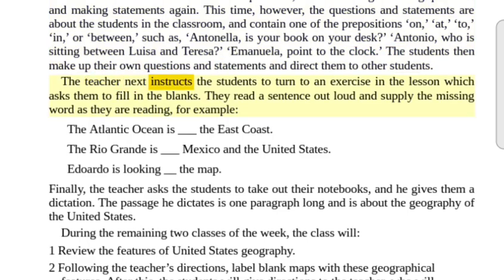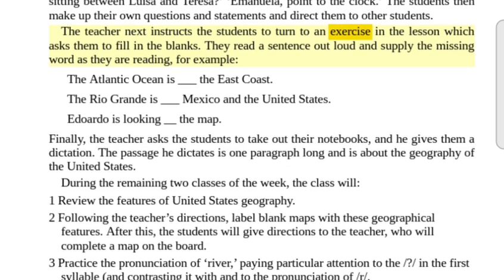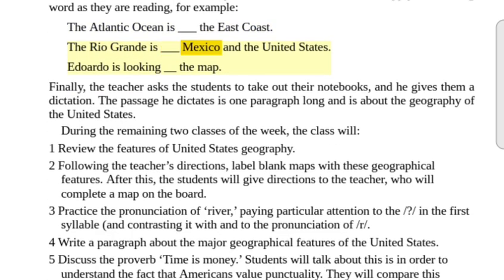The teacher next instructs the students to turn to an exercise in the lesson which asks them to fill in the blanks. They read a sentence out loud and supply the missing word as they are reading. For example, the Atlantic Ocean is ____ the East Coast. The Rio Grande is ____ Mexico and the United States. Eduardo is looking ___ the map.